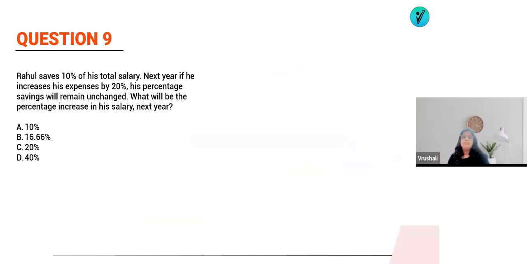Rahul saves 10% of his total salary. Next year, if he increases his expenses by 20%, his percentage saving will remain unchanged. What will be the percentage increase in his salary next year? Now see, suppose this is salary, saving, expenses, right? What I know is that salary is equal to saving plus expenses. So suppose the initial salary is 100 rupees.